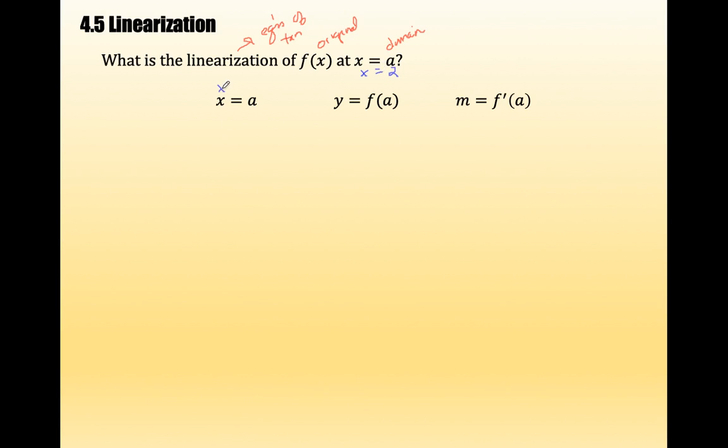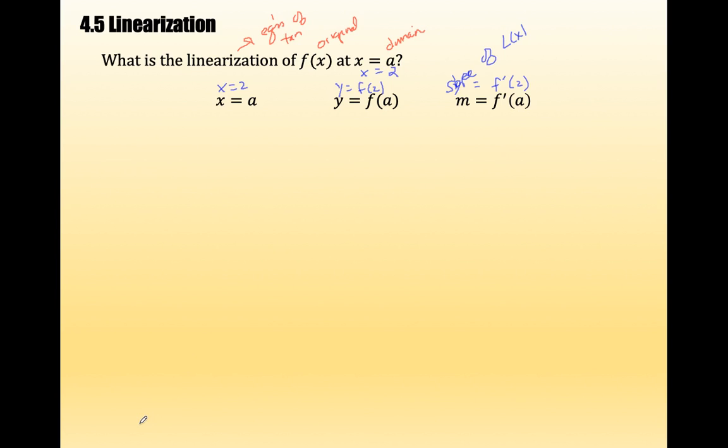So they give me x is equal to 2, which means y is equal to plug in 2. And that means the derivative, right, or the slope of my linearization is the derivative at 2.